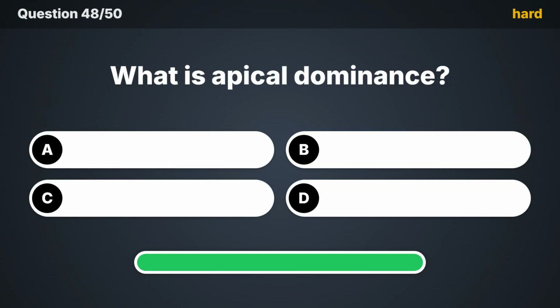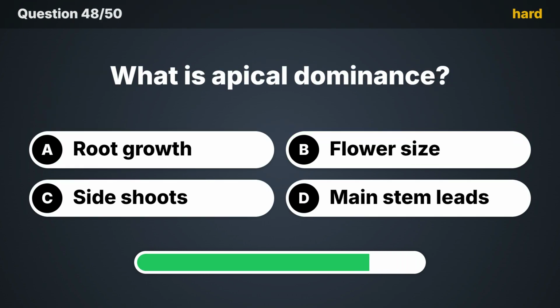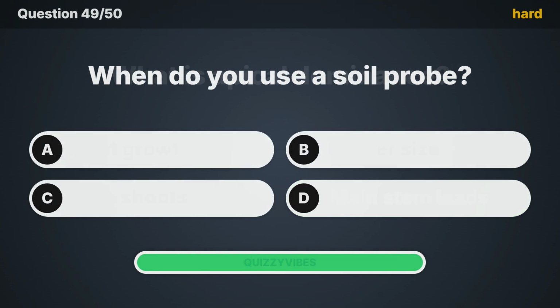What is apical dominance? The correct choice is main stem leads. When do you use a soil probe?